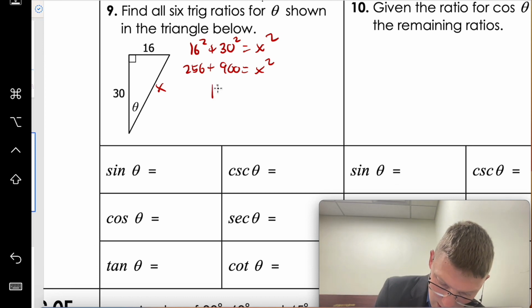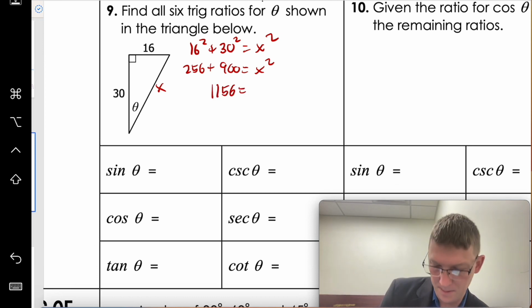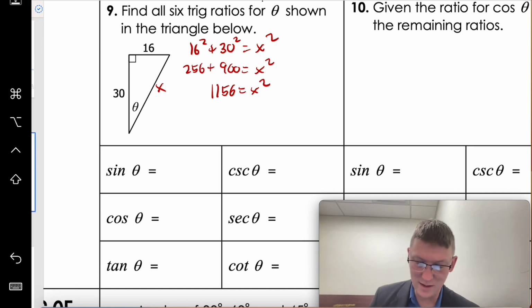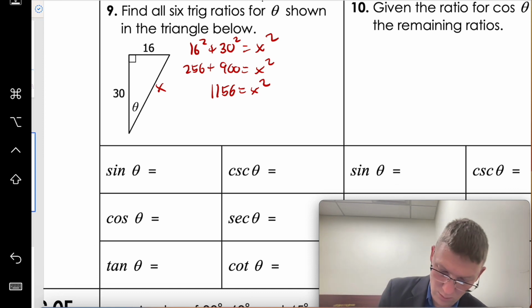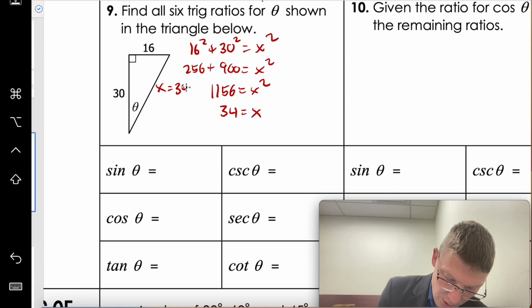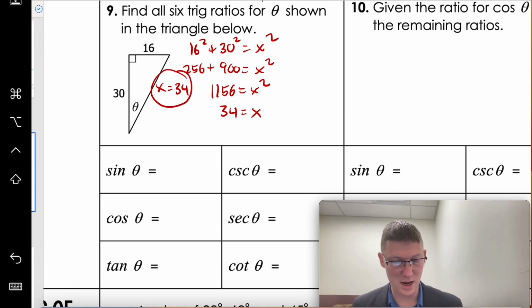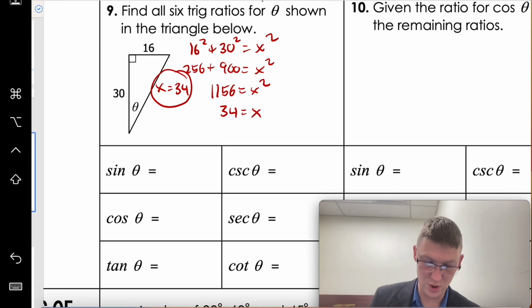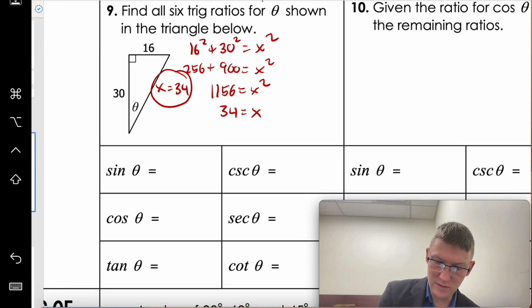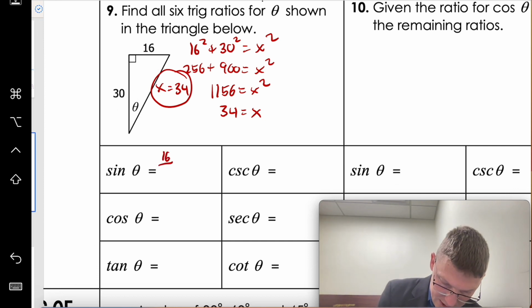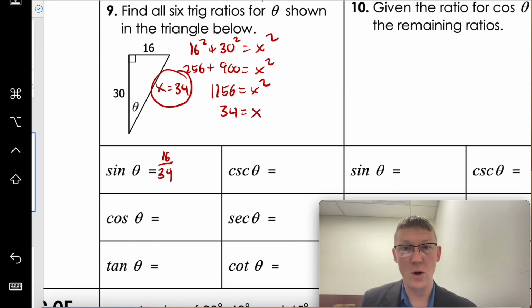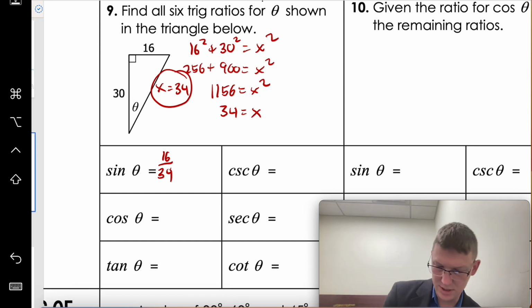Add those together. We have this wonderfully huge number. And then we're going to square root both sides. If you just use your calculator to square root that, you will find that x equals 34. So that's going to help us with all of our trig functions. Okay, so here is our theta. So our sine is opposite over hypotenuse. So we're just going to write 16 over 34. And then hopefully from there you should recognize that I should probably reduce that. So that's going to equal 8 over 17.